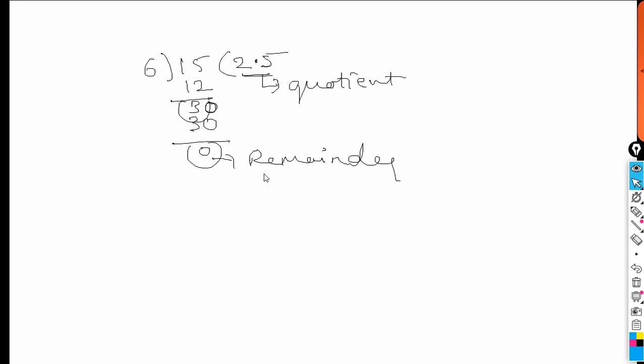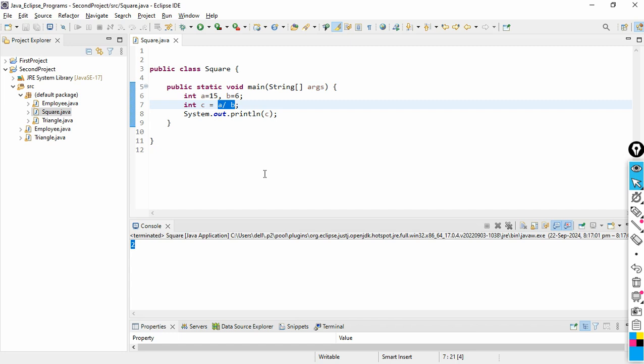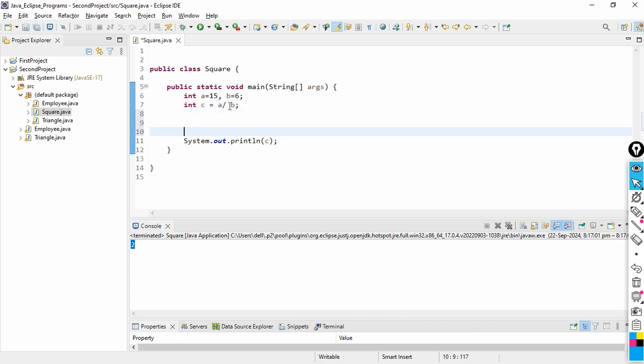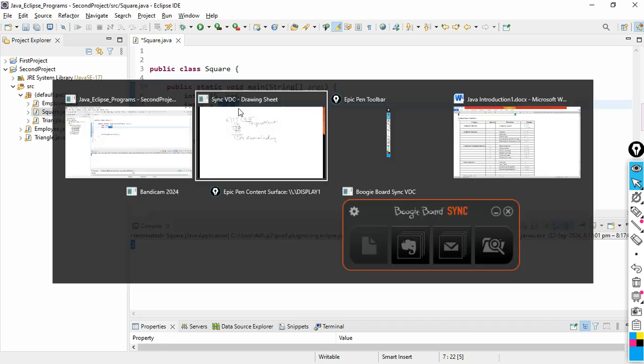2.5. But when we come here, what is the answer that you got here? 2.5. But A is which data type? A and B are integers. So integer divided by integer, if both are integers, I told you already.